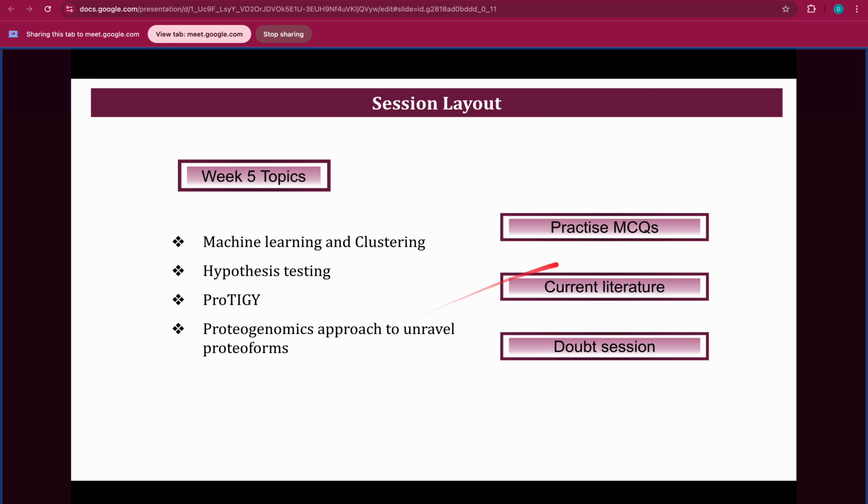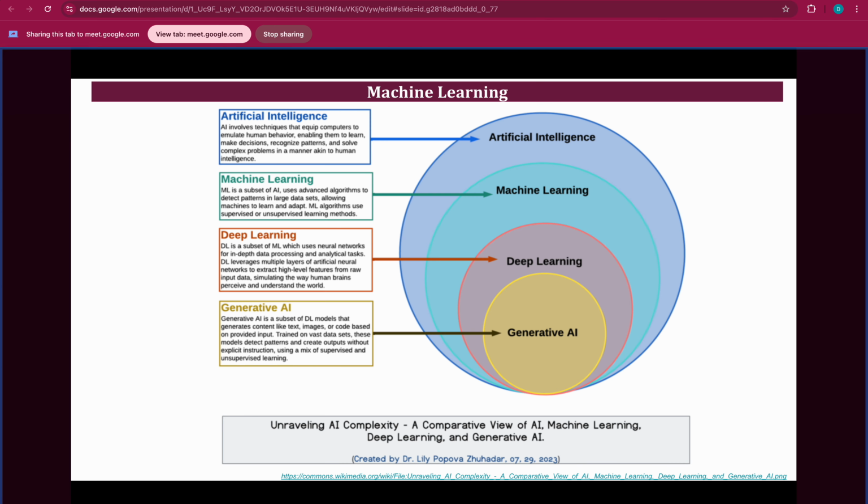So in this session we will be practicing a few MCQs in the end. We will look into the current literature which is available related to different machine learning techniques, and I'll take your doubts if you have any regarding your assignment or any of the topics which will be covered in this session. So firstly I'll start with machine learning.